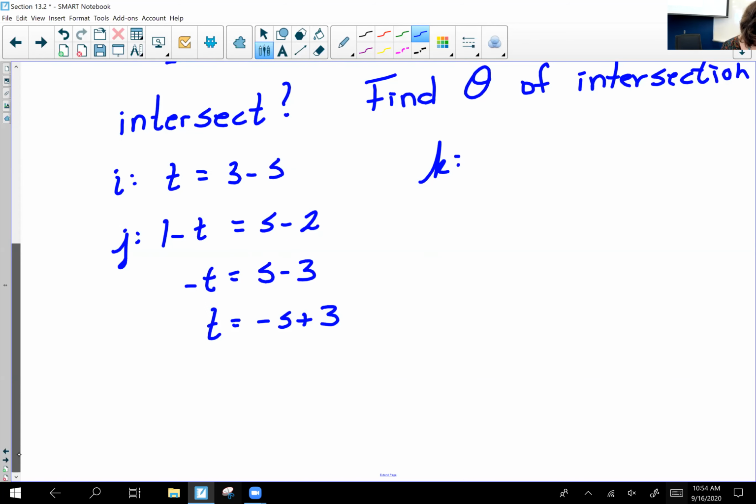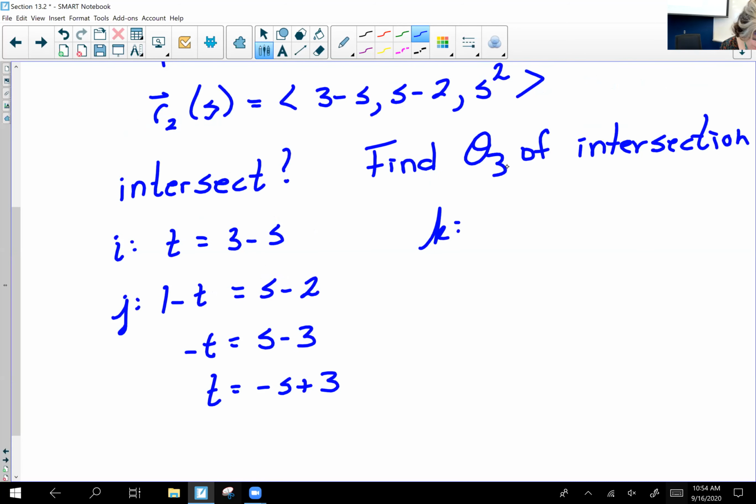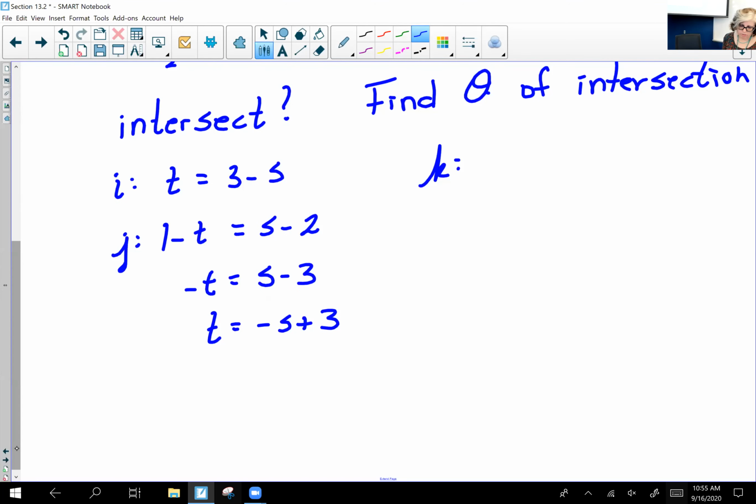Okay, so this then becomes 3 plus t. All right, so this one is then going to be the fact that s squared equals 3 plus t squared.